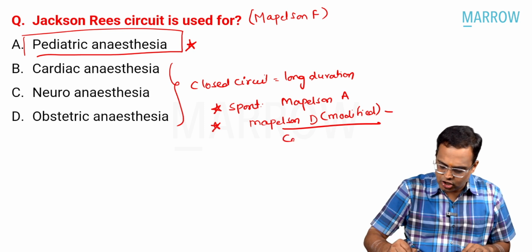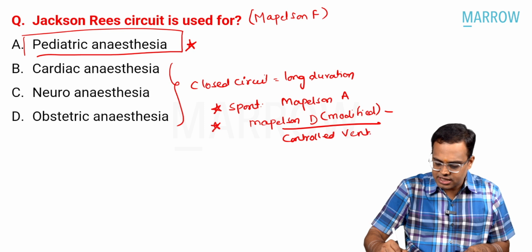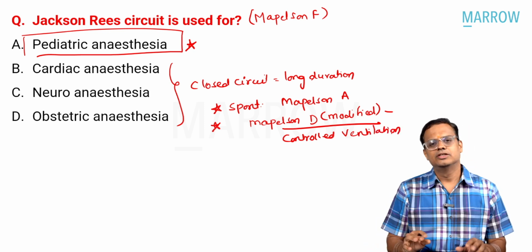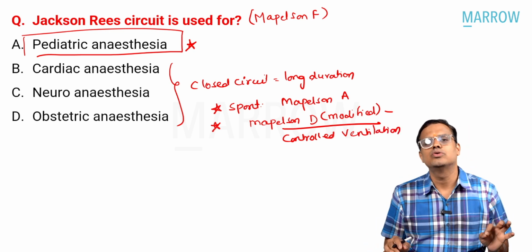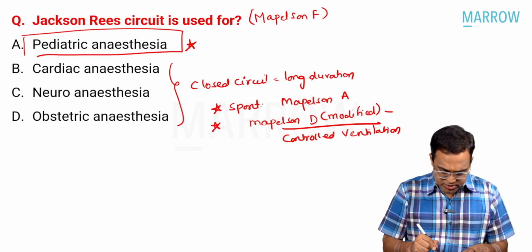So this is for controlled ventilation. Generally, we don't use it for longer surgeries with controlled ventilation because the gas flows are very large. So only in children we use a special circuit called the Jackson-Rees circuit. Okay. Now let me show you the picture of it.